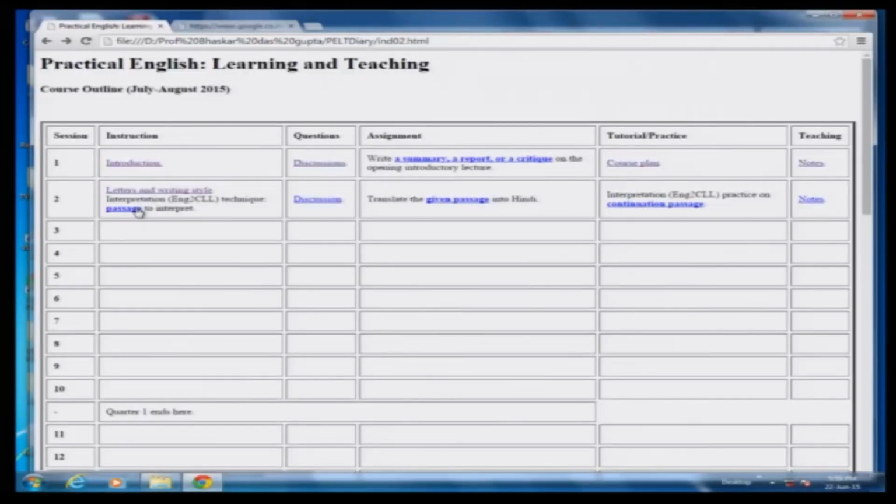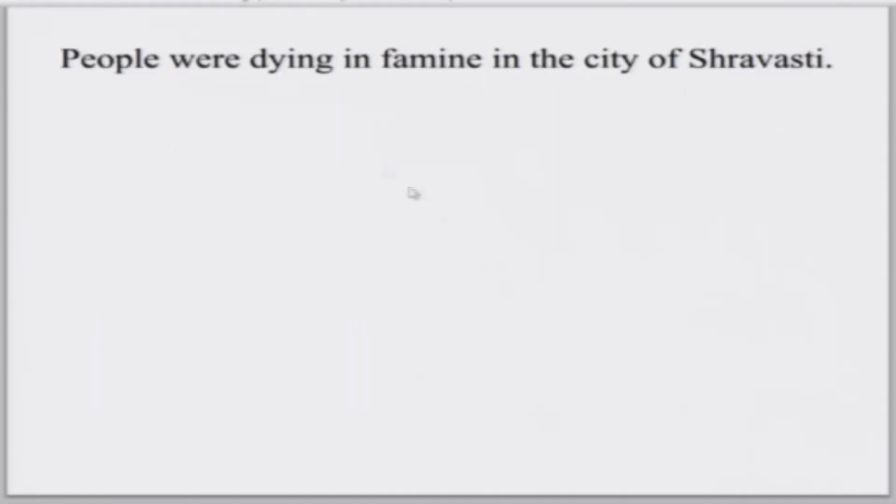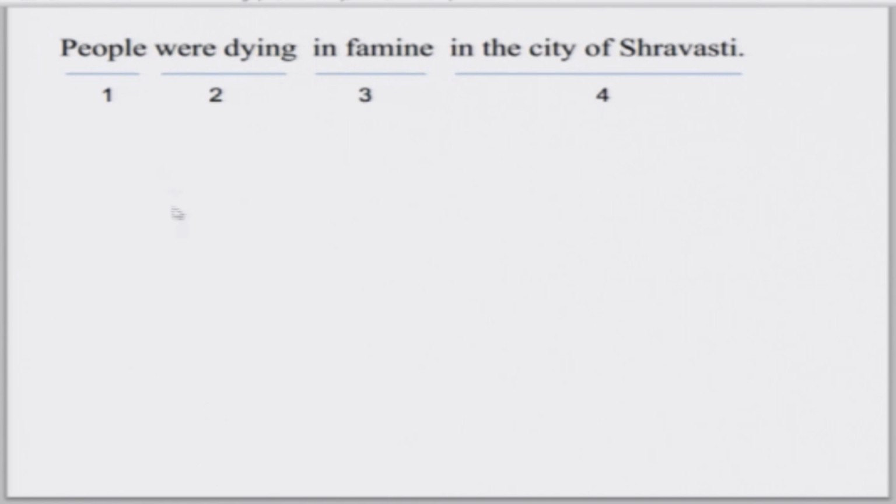So I will explain the process through this illustration. Suppose this passage we want to interpret, we want to understand. So we will take it sentence by sentence. Say this is the first sentence. When we take this first sentence, what we will do is break this sentence into several parts. The full sentence is, people were dying in famine in the city of Shravasti. So the first part is people, second is were dying, then in famine, then in the city of Shravasti. These are individual tangible parts of the sentence which we can separately try to understand, separately try to interpret, or separately try to convert to Hindi.